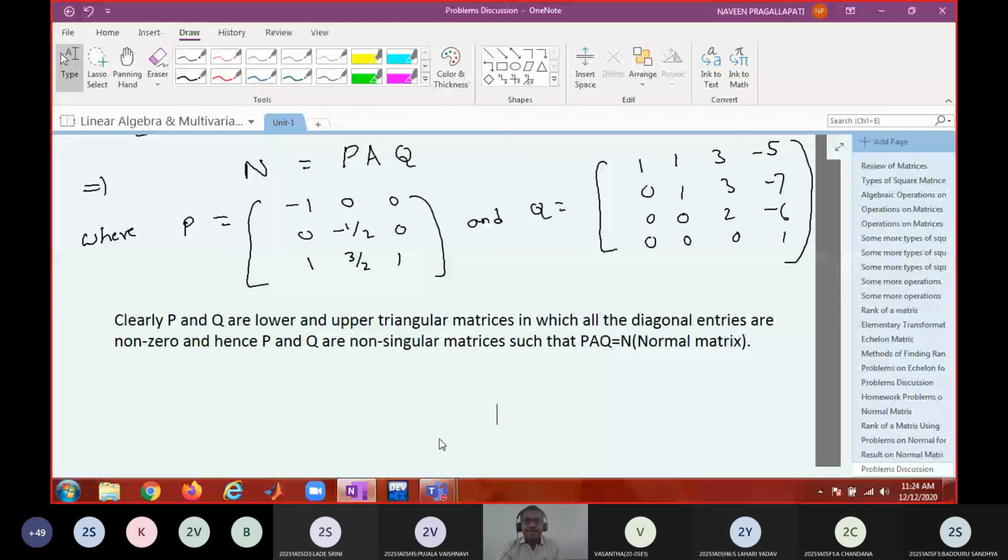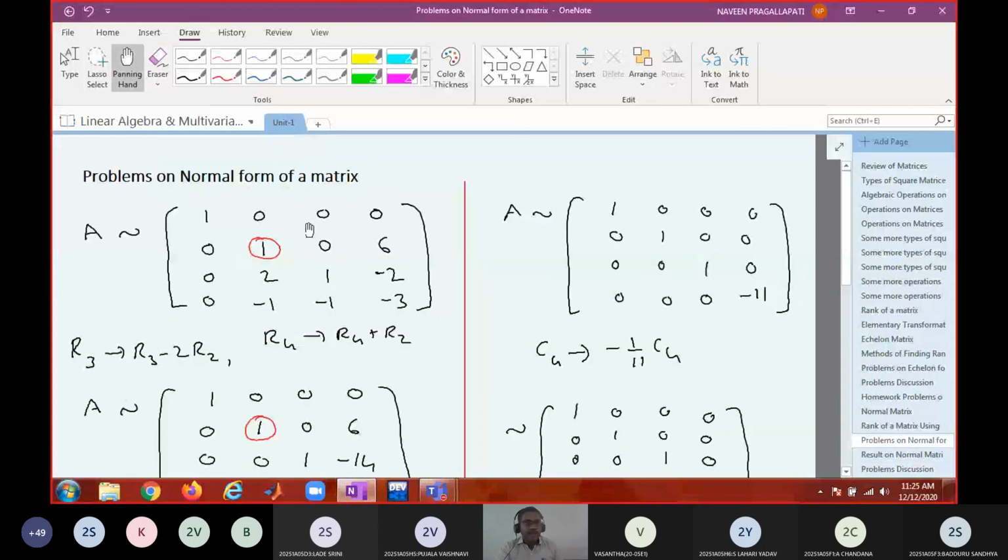Anything else? So you just take one problem as homework, maybe the first problem in the normal form. For this matrix itself, you try to find out P and Q. Take this as homework. Okay.